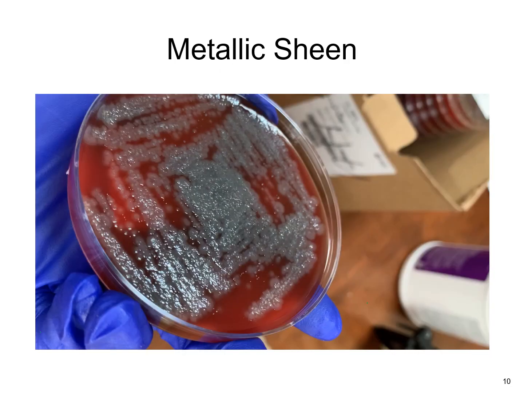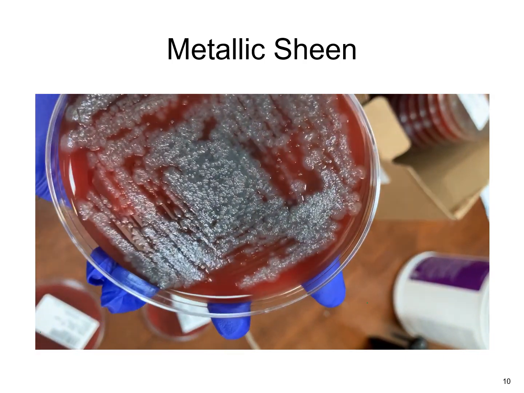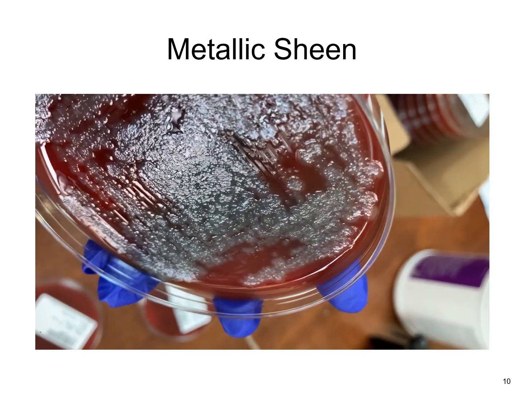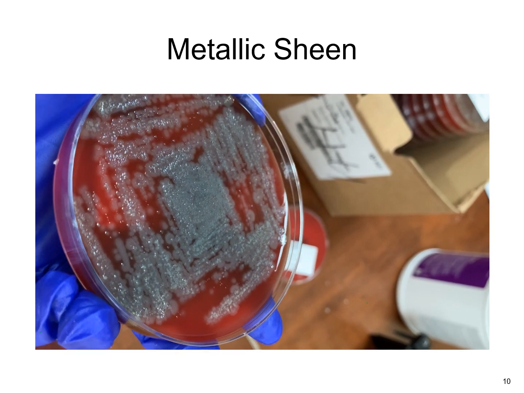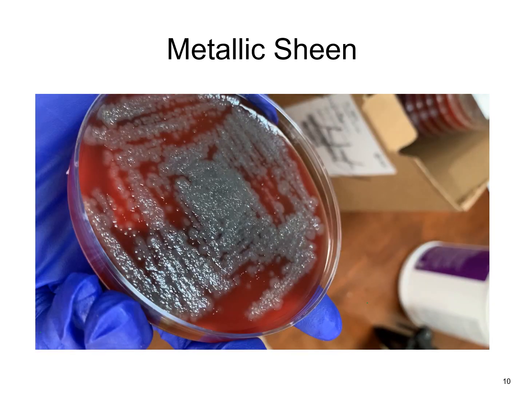So here is an example of a culture that has a metallic sheen. As you move it, you can see those colonies are very rough, but you can see sort of a reflective metal look to it. And some of these particular organisms will actually have a little bit of color to that metallic sheen, so it'll look very iridescent.